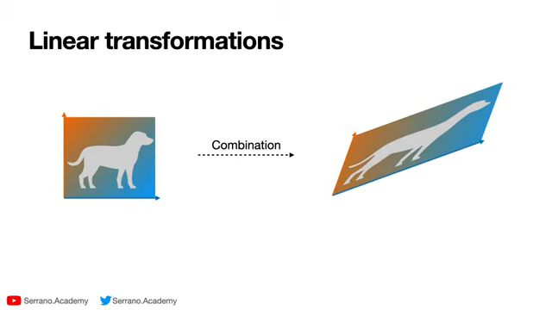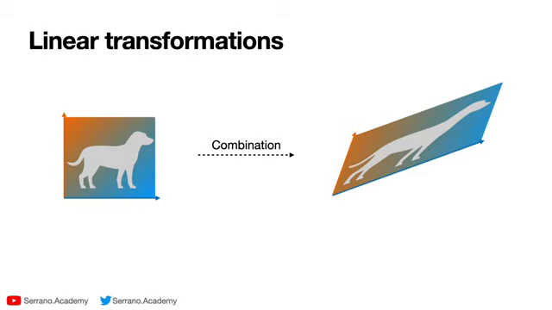The way I like to imagine it is, let's look at the 2 axes, the blue axis and the yellow axis, and just send the blue axis to any other vector. It could be longer, could be rotated, could be shorter, and then do the same thing with the yellow one, and that defines where the main square goes.